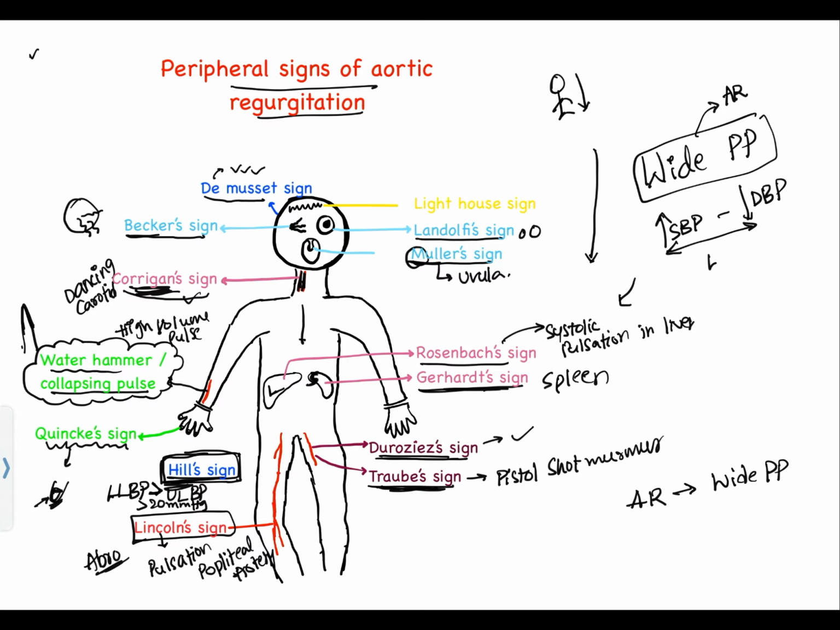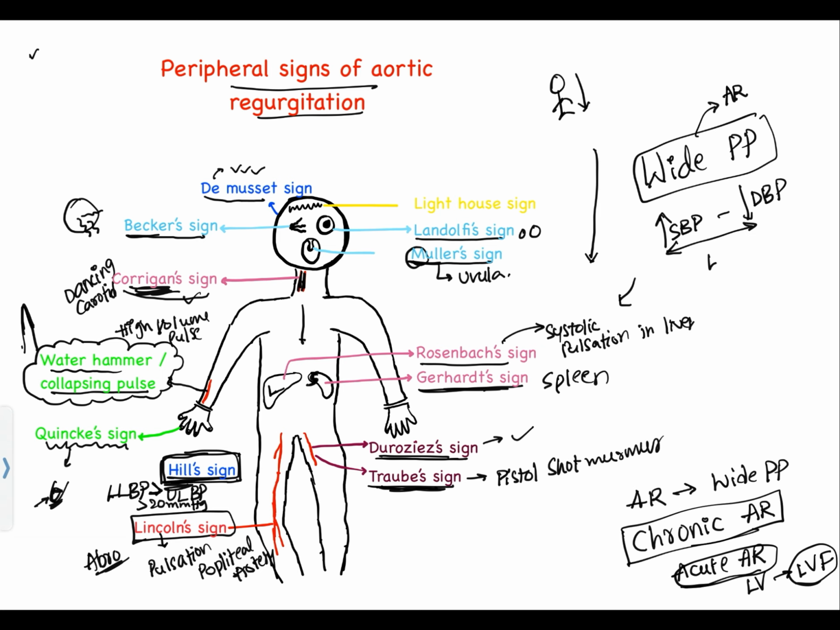And these are mainly seen in chronic aortic regurgitation, but not in acute aortic regurgitation, because in acute aortic regurgitation, the left ventricle does not have enough time to adapt. It will lead to left ventricular failure, acute heart failure. So these signs are not seen in acute aortic regurgitation. These signs are only seen in chronic aortic regurgitation.